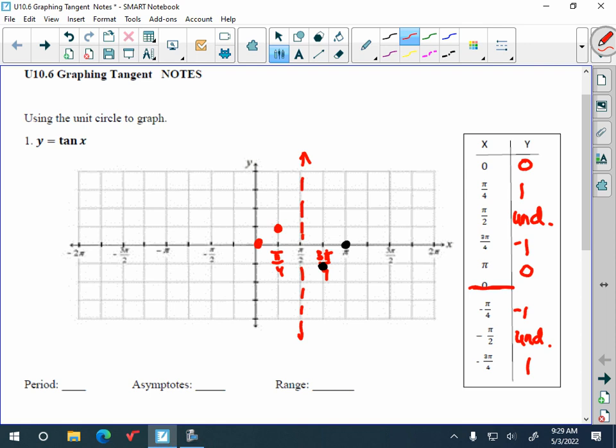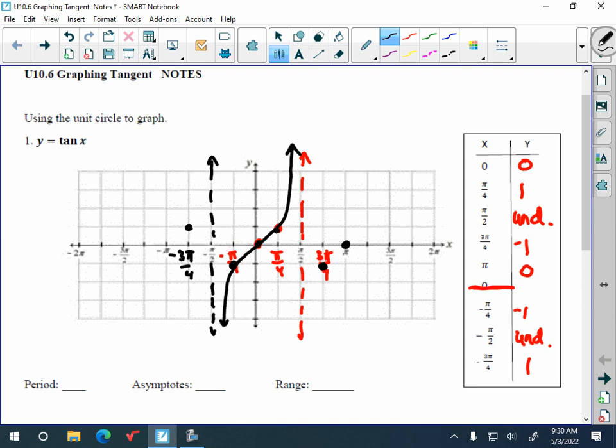Okay, so what do we have? Negative pi over 4, that's right there, and its value is negative 1. All right, negative pi over 2, it's undefined, so we have another asymptote. And negative 3 pi over 4, it's going to be positive 1. All right, so in between two asymptotes creates a graph. And so this is what the graph's going to look like.